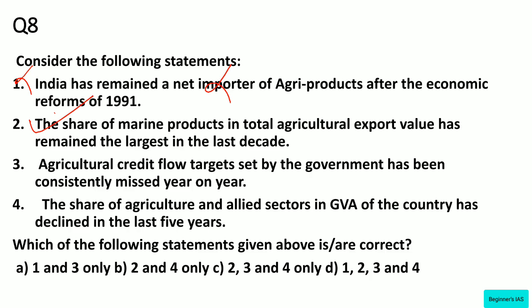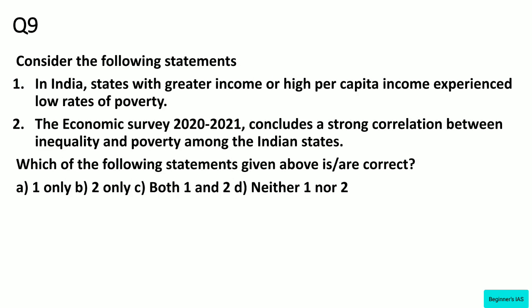The share of agriculture and allied sector in gross value added of the country has declined from 18.2% to 17.8%. Therefore, this statement is correct. See, so far we have discussed which statements are wrong. So, based on our discussion, 2 and 4 are right. See, we have picked this question from page numbers 251, 254 and 256. Okay, let us move on with question number 9.